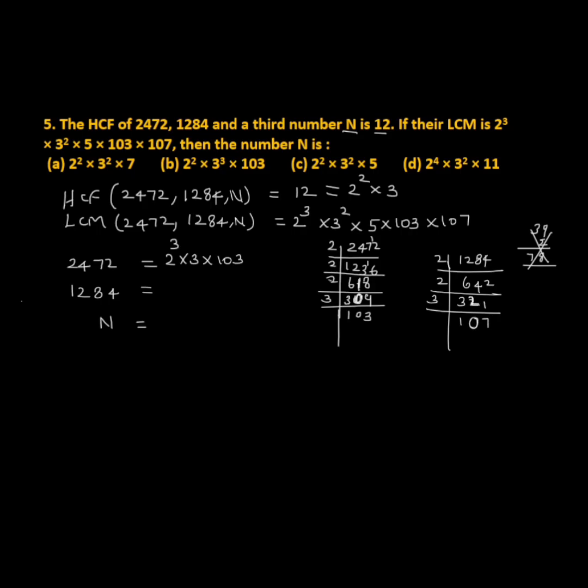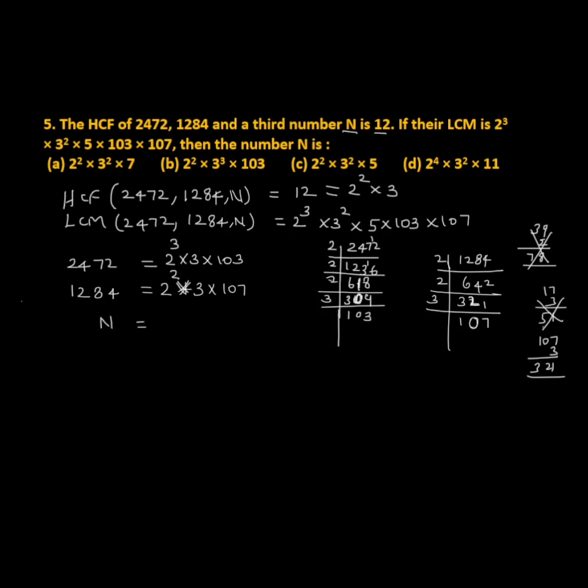Then 7. Otherwise, 17 into 3 you can get 21, 51. So this is wrong. 107 into 3 we can get 321. Now 107. So prime factorization: 107 is a prime number. 2 squared into 3 into 3 into 107. So these are the prime factors of the first two numbers.